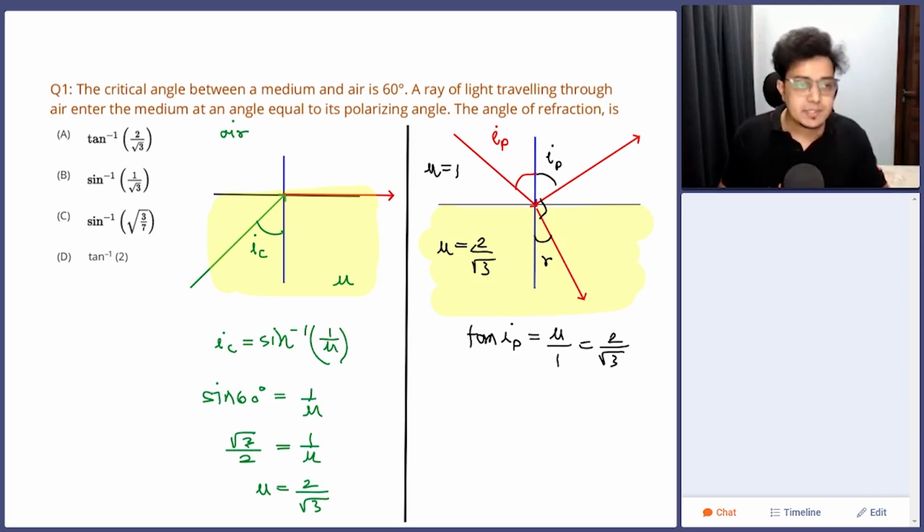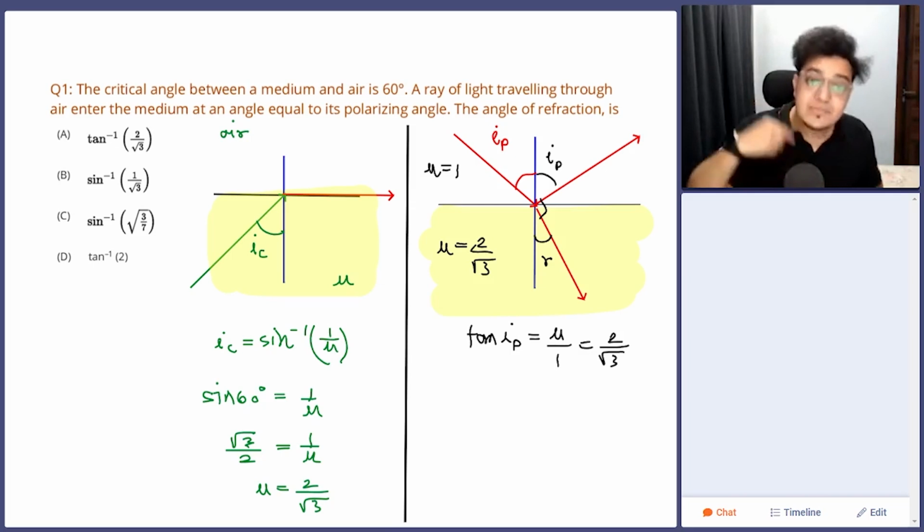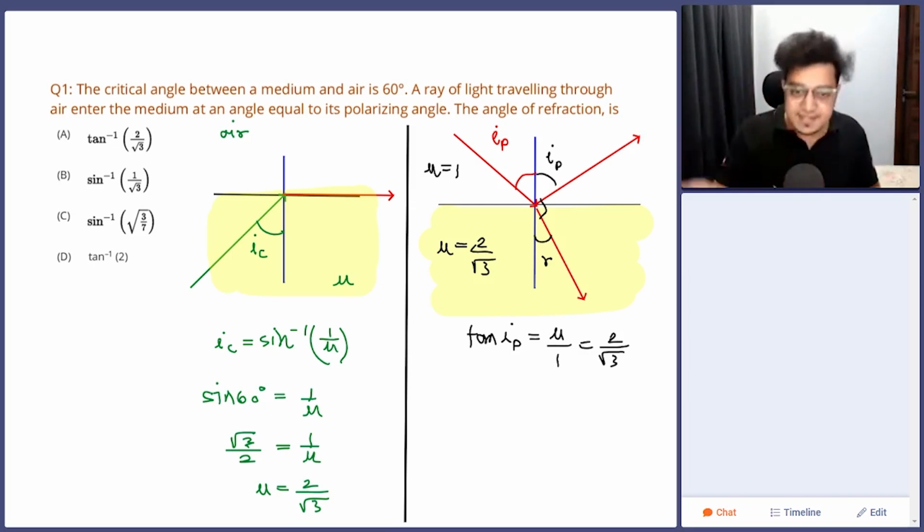But in the question, if you read the question completely, the critical angle between a medium and air is 60 degrees. A ray of light traveling through air enters into the medium at an angle equal to polarizing angle. So the angle of incidence is polarizing angle. The angle of refraction is, so we have to present the angle of refraction. So we will use Snell's law.